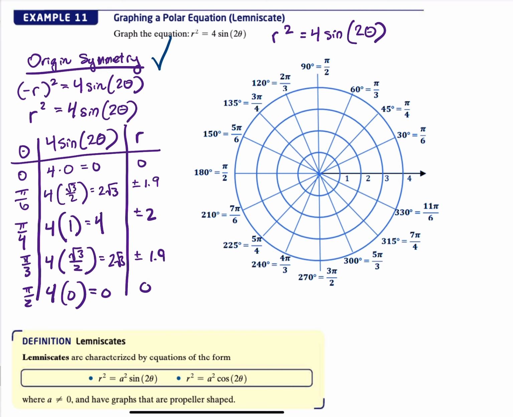So let's plot these and use our symmetry. Get the point 0, 0. Then 1.9 at pi over 6. So 1.9 is way up here, but we also get the negative as well. Then pi over 4 and 2, we also get the negative. Then another 1.9 with pi over 3, we also get the negative, and back at 0. So tracing this out, we get this, it looks like an infinity symbol.